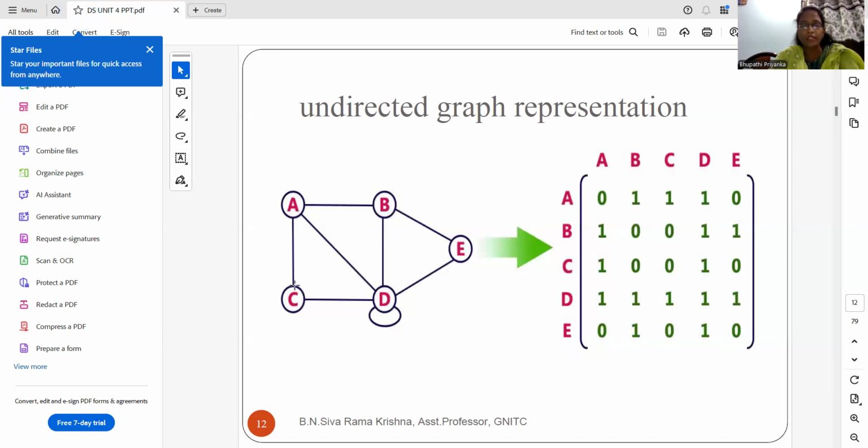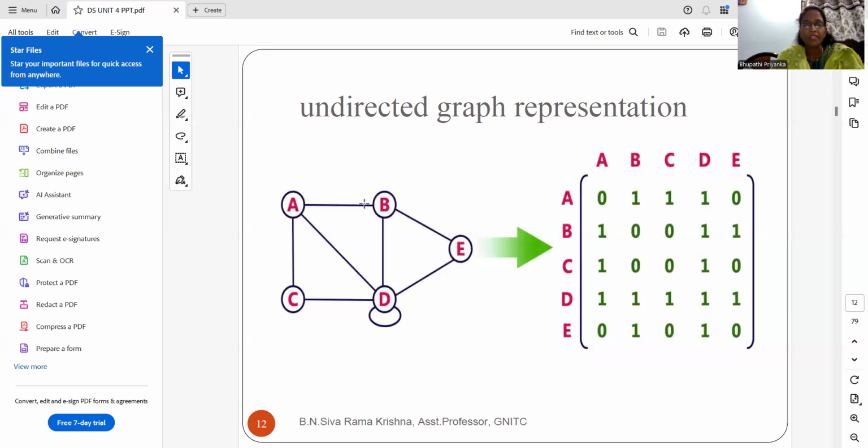Next, A to C, we are not mentioning any direction. We have an edge between A and C. That is the reason in the matrix we are taking 1. Next, A to D, we don't have any direction. We have an edge between A and D. So take 1. Next, A to E. We don't have any edge between A and E, and we are not mentioning any direction. That is the reason we are mentioning here 0.